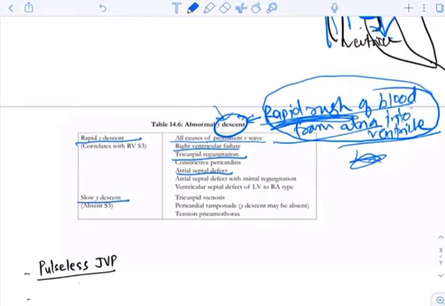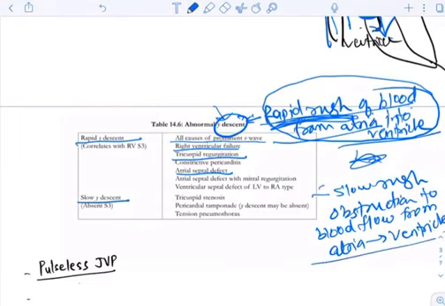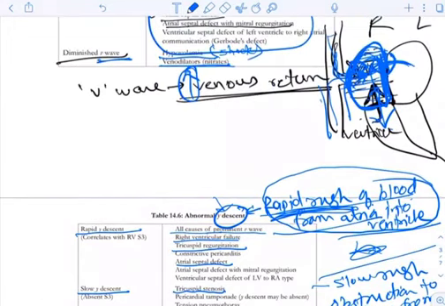Why is there slow Y descent? In slow Y descent there will be a slow rush, such that there is obstruction to the blood flow from the atria to the ventricles. Now in which cases will there be obstruction to the blood flow from atria to the ventricles? In cases of tricuspid stenosis.